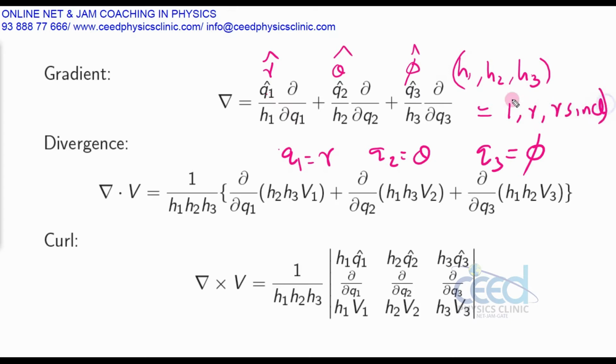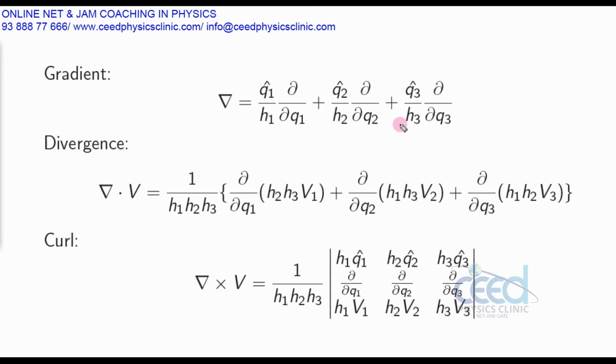Now, once you know this formula, you can substitute these values here, and then you will get the expression for gradient. So that's the way, and for spherical polar coordinates and cylindrical coordinates, you can replace this. Now similarly we can do this. After this general expression, we will derive the same for cylindrical coordinates and spherical polar coordinates.